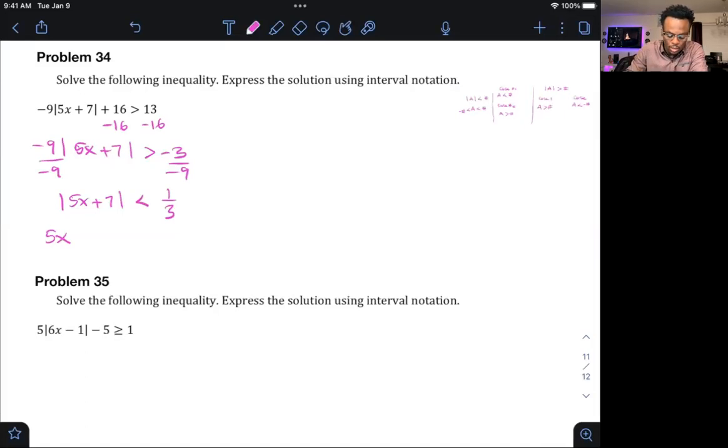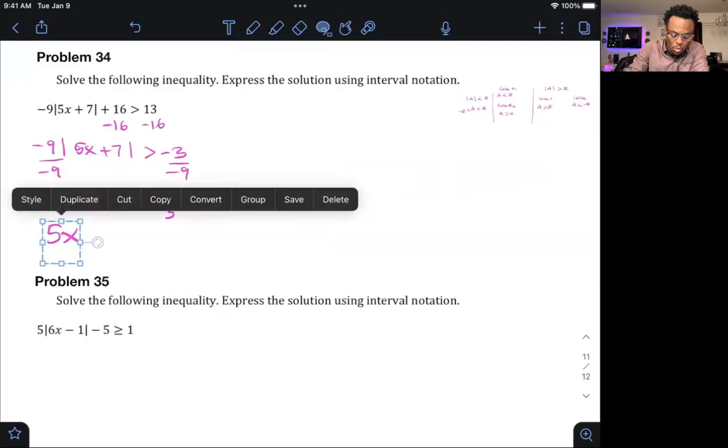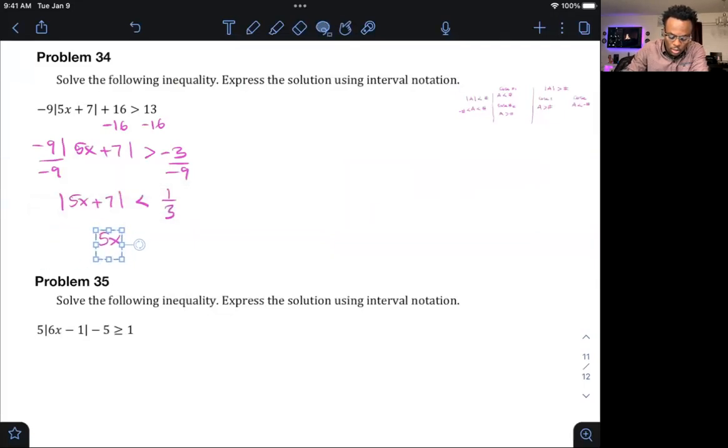I like when I keep the inequality as one group. So that's 5x plus 7 is less than 1/3 and greater than negative 1/3. Or if you create the two cases, it's not going to make any difference. So I love this form more than the other one. That's why I use that one instead. So what do you do next? You subtract 7 on both sides.